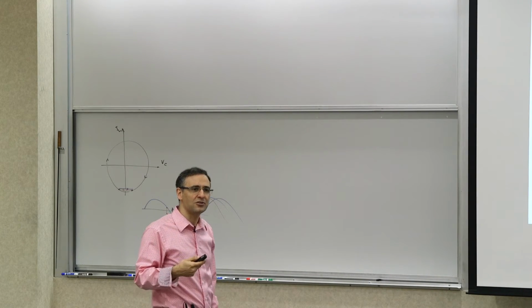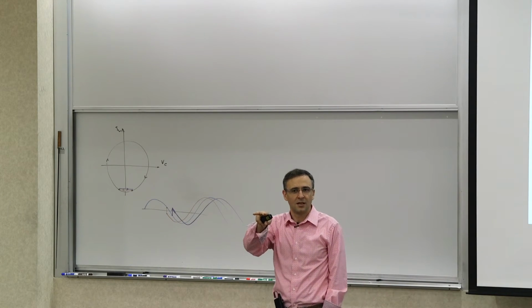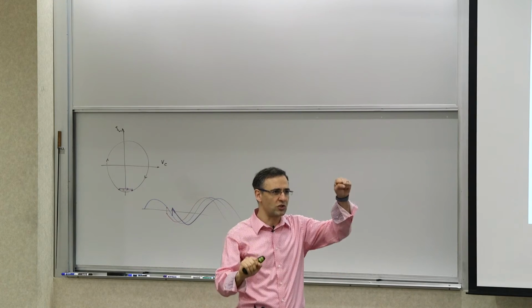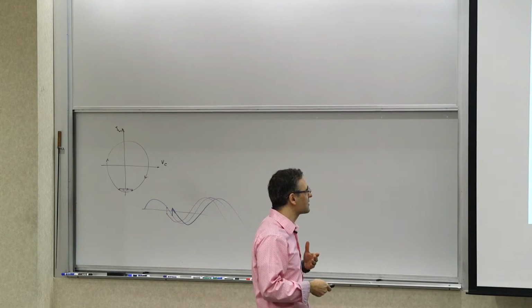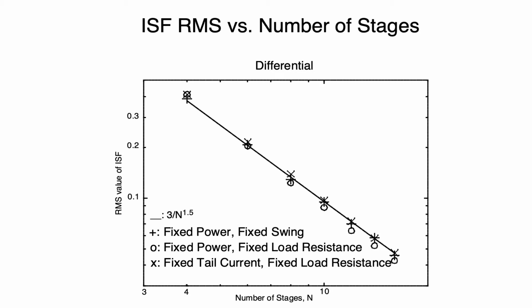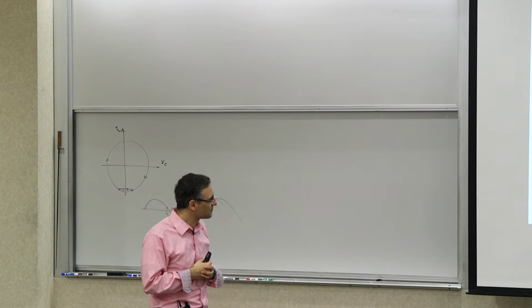Now, how about a differential ring oscillator? What is a differential ring oscillator? It's basically a differential pair used as an inverter, which switches from one side to the other, and you can make a cascade of these. Again, the ISF behavior looks more or less the same. You have the same 1 over n to the power of 1/2 for the RMS value. The coefficient is a little bit different, as expected. This is for different variations, for fixed power, fixed swing, et cetera. And again, you can go through the same analysis.